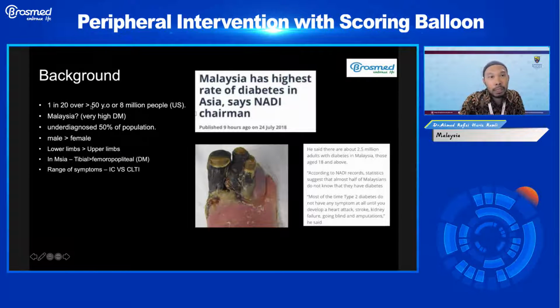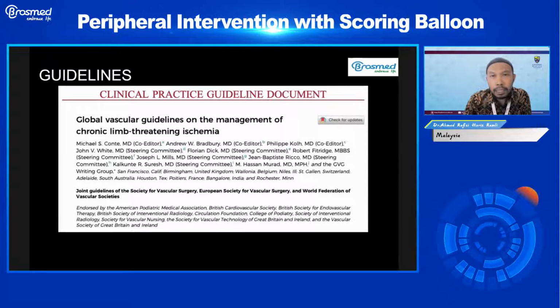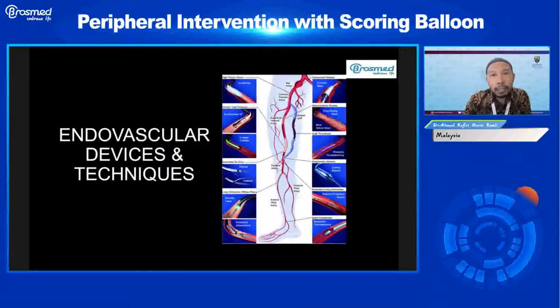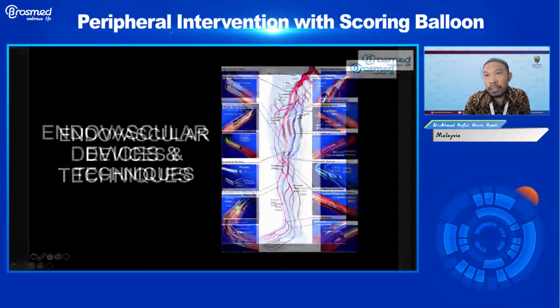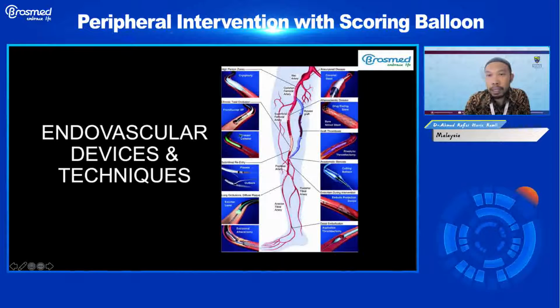So just a bit of background. I'm not sure about in China, but in Malaysia, we see quite a number of PAD patients, especially CLTI, because we have quite a high number of diabetes, right? And we have guidelines already in terms of management of this condition, basically the global vascular guideline. And even nowadays, we get a lot of devices in the market, namely drug-eluting stents, DCBs, even some crossing devices and things like that.